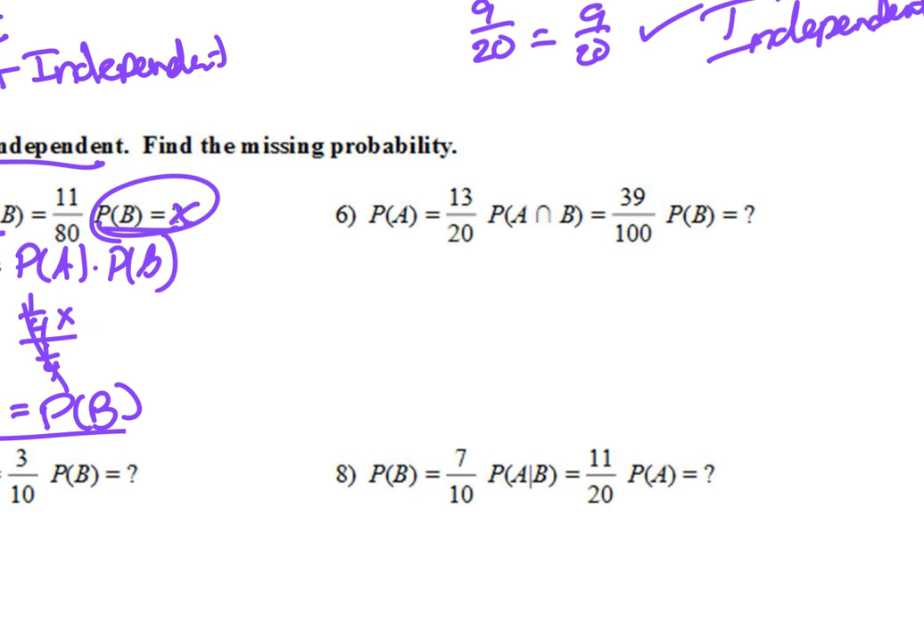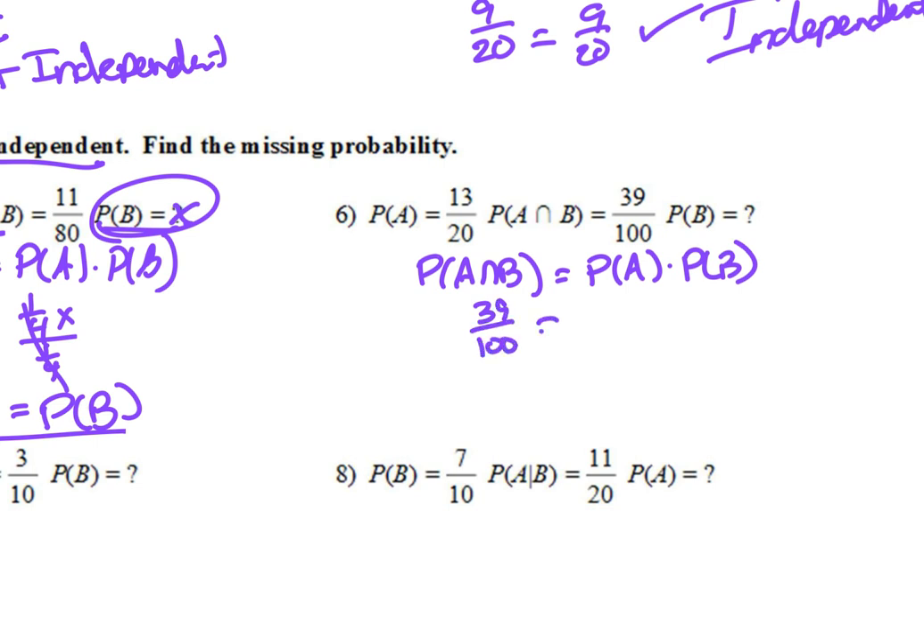So here we have more examples. We have another "and". The probability of A and B is equal to the probability of A times the probability of B. So A and B is 30, and we already know they're independent, 39 over 100. That's equal to 13 over 20. We'll call that X. It's just easier to write. Divide by 13 over 20, and when you do the math, you get 3 over 5.